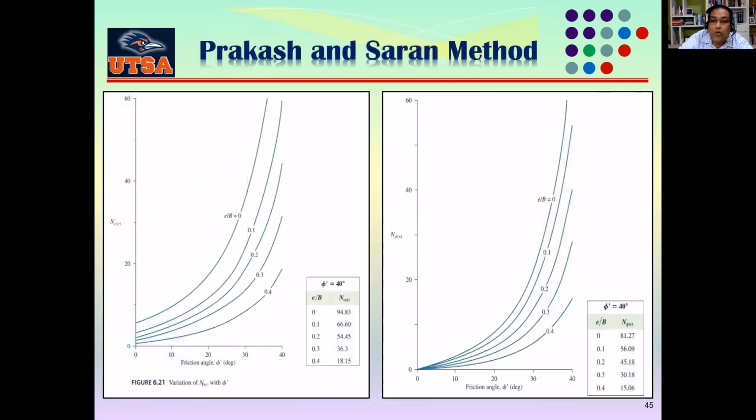You can also see that this is your e/B, okay? That starts from 0, meaning no eccentricity. This is 0.1, 0.2, 0.3, 0.4. Okay, if you know this one, and if you know the friction angle, you can just find what would be your N_ce, N_qe, and N_gamma e. Then you plug that into the equation, and you can get it in a much easier way, okay?